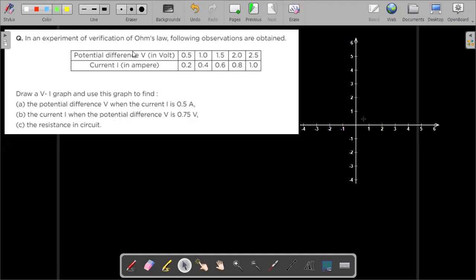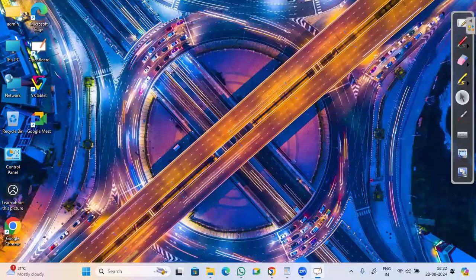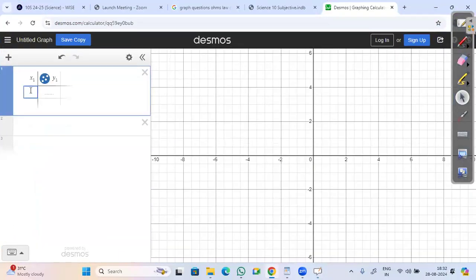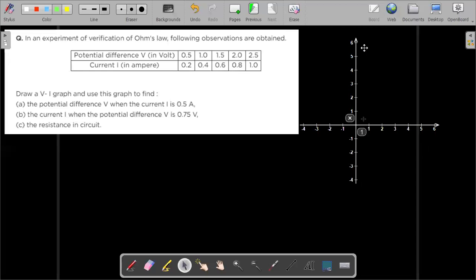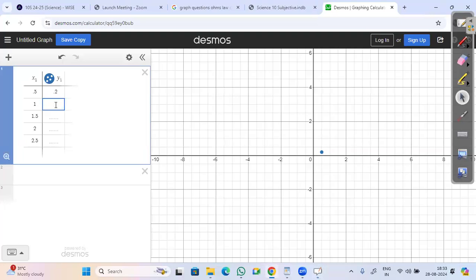So for potential 0.5, 1.0, 1.5, 2.0 and 2.5. Okay, so let's say we take potential on the x-axis. So we take x as 0.5, 1.0, 1.5, 2 and 2.5. And for y the values are 0.2, 0.4, 0.6, 0.8, then you get 1.